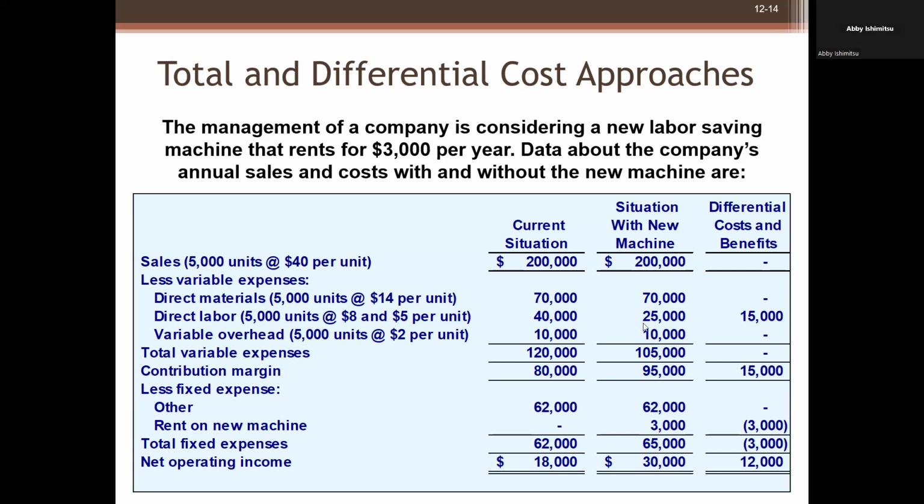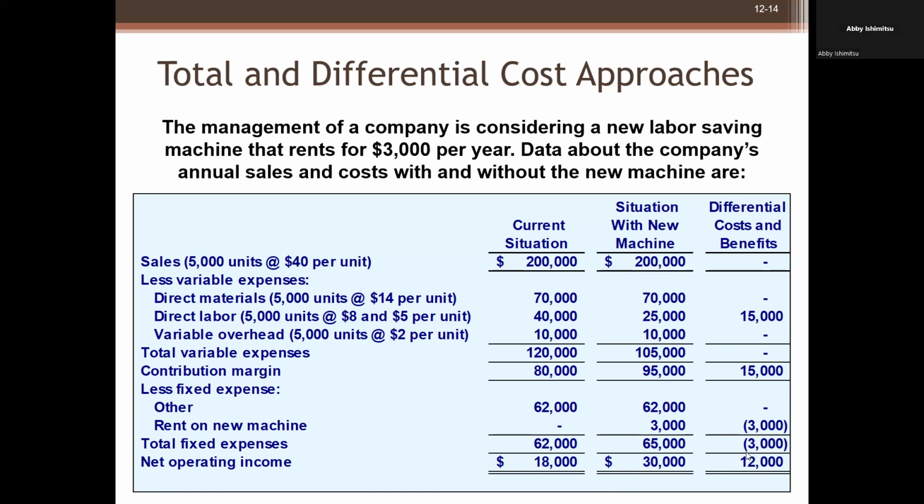So they're saying, hey, labor costs go down. Okay, so that's a benefit. But machine costs go up, so that's a cost. And you can see how this is presented as a positive 15 and a negative 3 for a net benefit of 12.